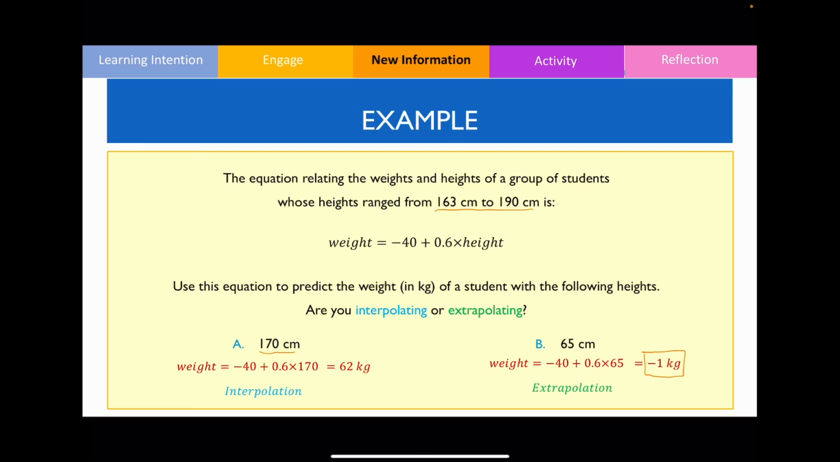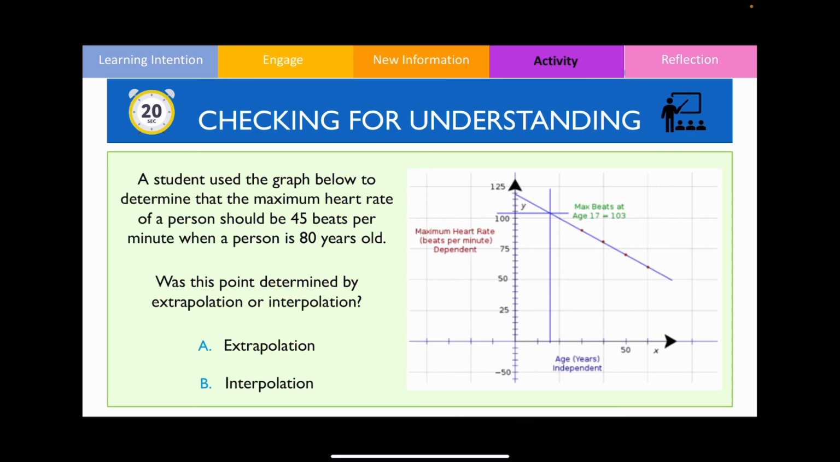It's time for us to check our understanding, so I would now like you to answer the following question. Identify whether this is an example of extrapolation or interpolation. In this example, because we're trying to estimate the heart rate when you're 80 years old, 80 years old lies outside of the original dataset. As a result, this is going to be an example of extrapolation.